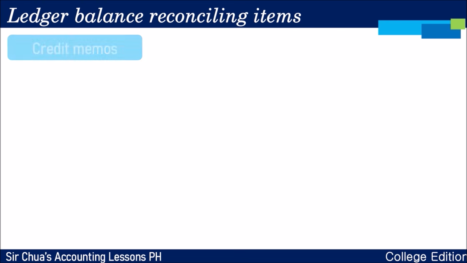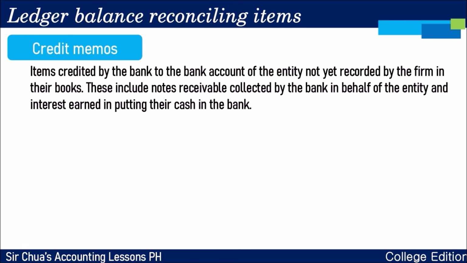Okay? So, the first one are all of our credit memos. Items credited by the bank to the bank account of the entity, not yet recorded by the firm in their books. Ito daw po ay naidagdag na sa kanilang bank account pero hindi pa alam ng company. So, syempre, yung records natin hindi pa updated ng positive amounts or ng padagdag sa ledger ng company. These include notes receivable collected by the bank in behalf of the company. So, si bangko yung tumanggap para sa company, tas dinerecho na doon. Okay? Dinerecho na doon sa bank account nila.